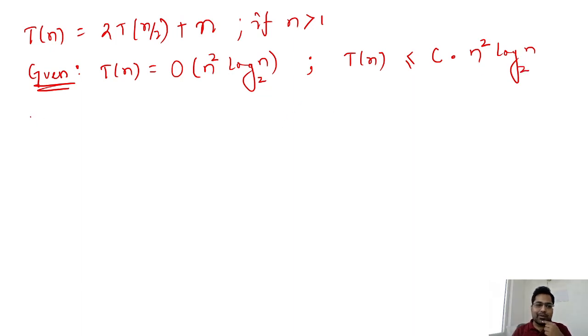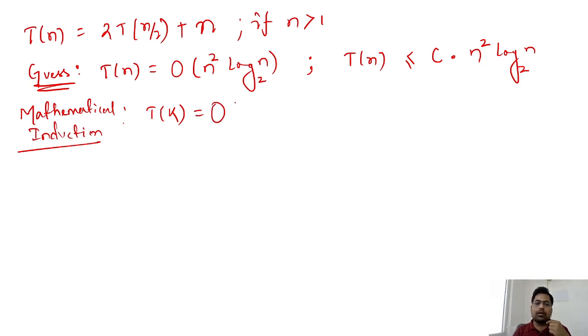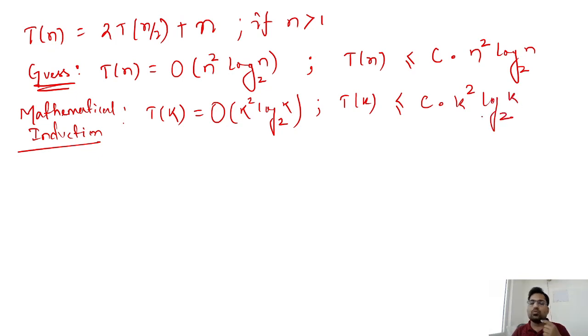Once you guess, you thought it could be your answer. Then next you have to go for mathematical induction. In mathematical induction, you have to say that for T of k it should be true, where T of k is less than or equal to C into k square log k base 2. We should say this is true, because if we do not assume it is true, we cannot go for a proof. So this holds for all k less than n.